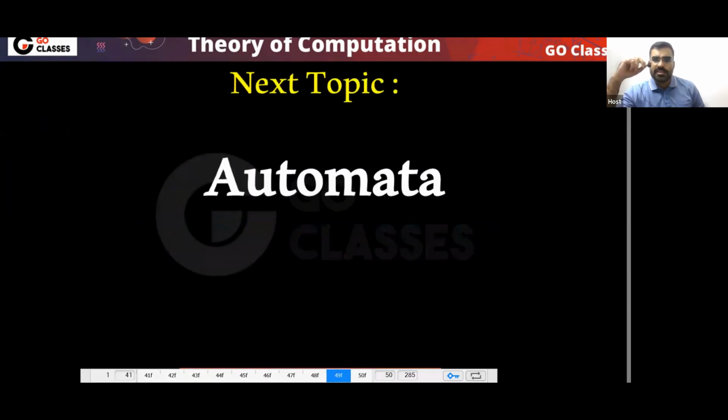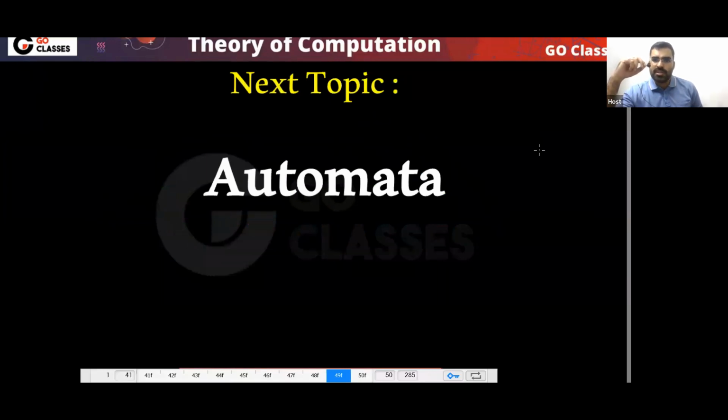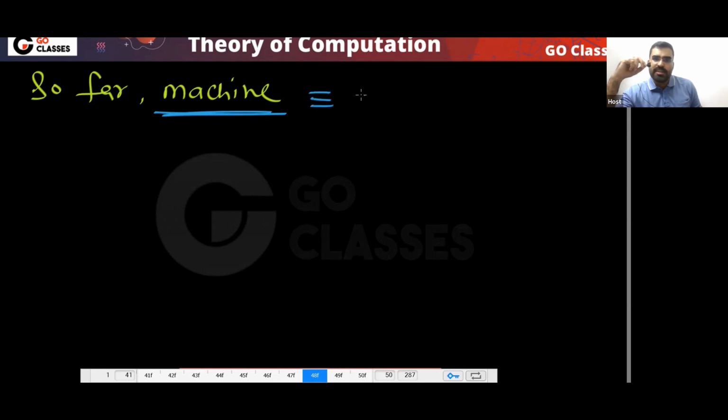Now let's see the next point, that is automata. What is this automata? So far, whenever I have used the word machine, is this a physical machine? The machine word I have been using is a mathematical machine. Please understand that it will be a mathematical machine.